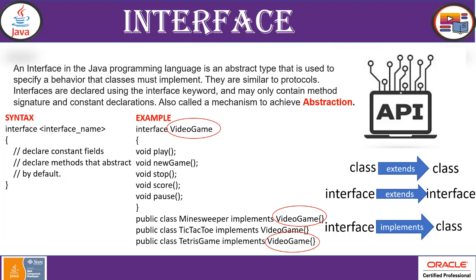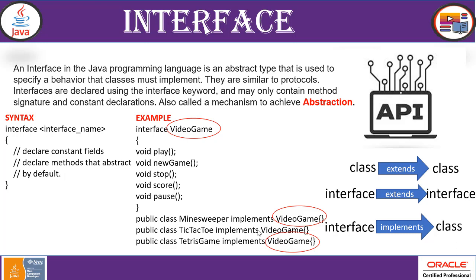Now, what will happen if you want to have the methods declared in an interface and override and use them in a class? We use the implements keyword. So as you can see here, this is my implements keyword. What is happening here? The Minesweeper class is taking the methods declared in the video game interface and overriding those methods in this class as per the requirement, as per the rules of this game. So this is the basic concept behind an interface.